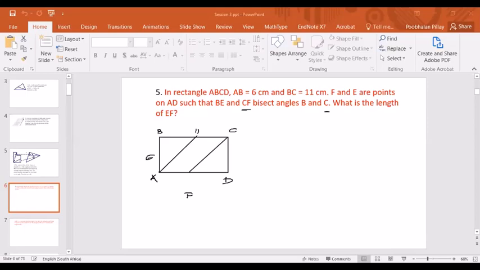You've got that these angles are bisected, which means that these angles are equal. Bisected means they are equal. So that's the information you've got. And this point here is D. And this point is F. And the question is, what is the length of EF? Oh, there's something wrong here. Yeah, F and E on the same line, AD. Yeah, okay. Sorry about that.